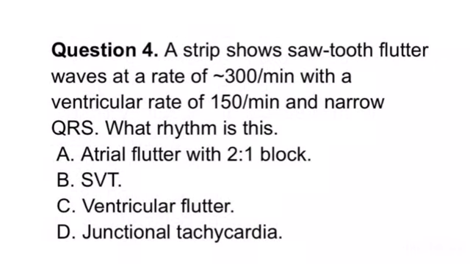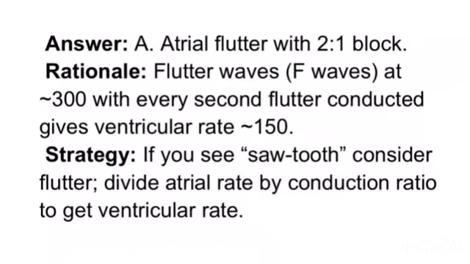Question 4. A strip shows sawtooth flutter waves at a rate of 300 per minute with a ventricular rate of 150 per minute and narrow QRS. What rhythm is this? A. Atrial flutter with 2:1 block. B. SVT. C. Ventricular flutter. D. Junctional tachycardia. Answer: A. Atrial flutter with 2:1 block.